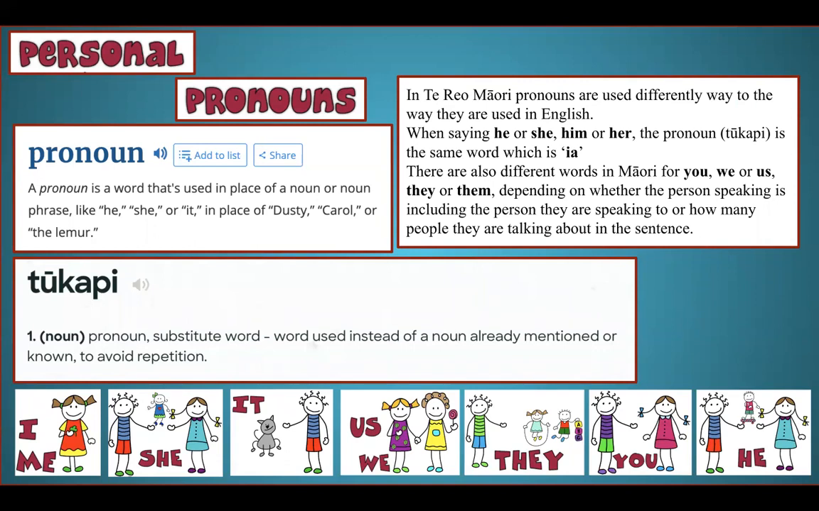In te reo Māori, we don't differentiate for male or female. We use the same word to say he, she, him, her, or it, and that word is ia. There are also different words in Māori for you, we, or us, they, or them, depending on whether the person speaking is including the person they are speaking to, or how many people they are talking about in the sentence.